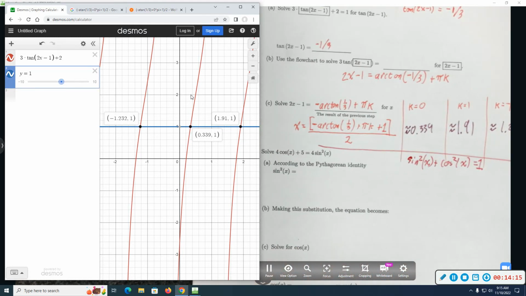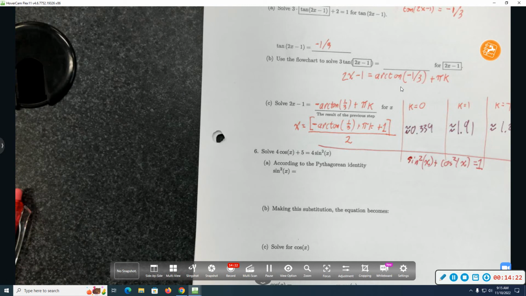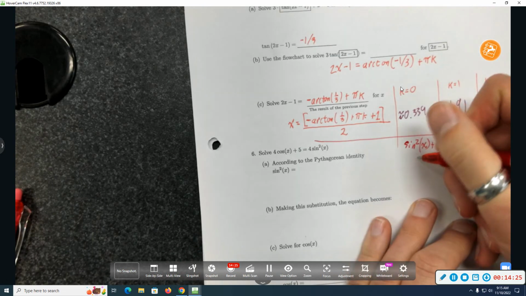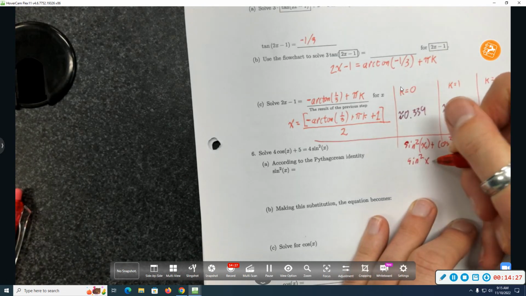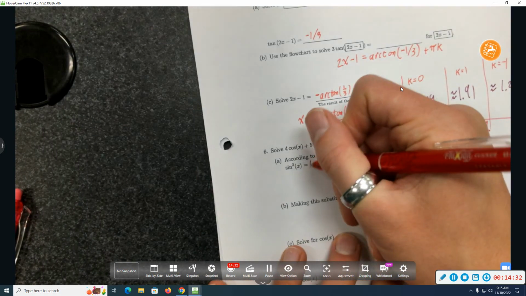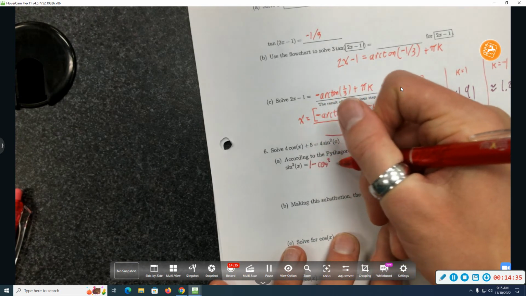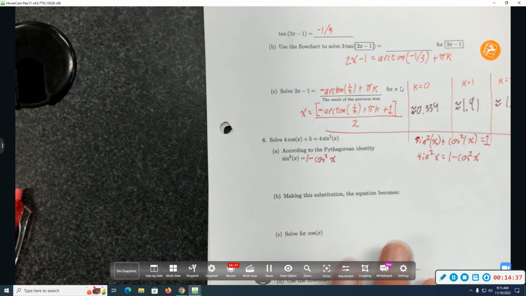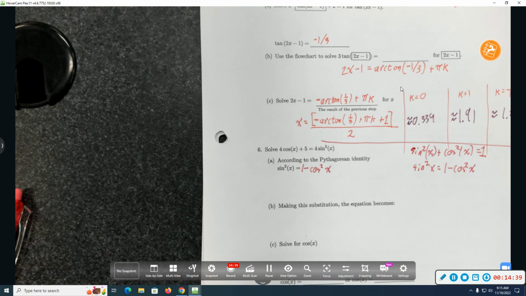Could you take that and solve it for sine squared? Yeah, just subtract cosine squared to the other side. So here's the fact we get. Sine squared of x is always equal to 1 minus cosine squared of x. That means we can replace this sine squared with 1 minus cosine squared. After we do that, how many different trig functions will appear in this formula?